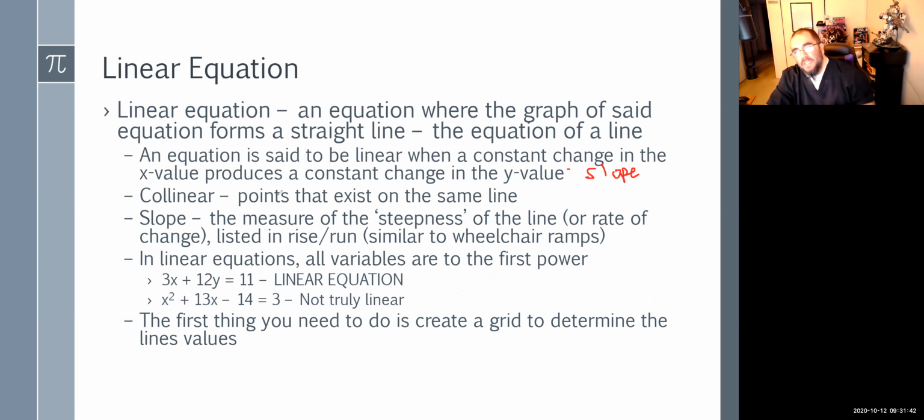Collinear points are points that exist on the same line, right? The slope is the measure of the steepness of the line or the rate of change, listed as rise over run, right? Similar to what we're going to talk about with wheelchair ramps.